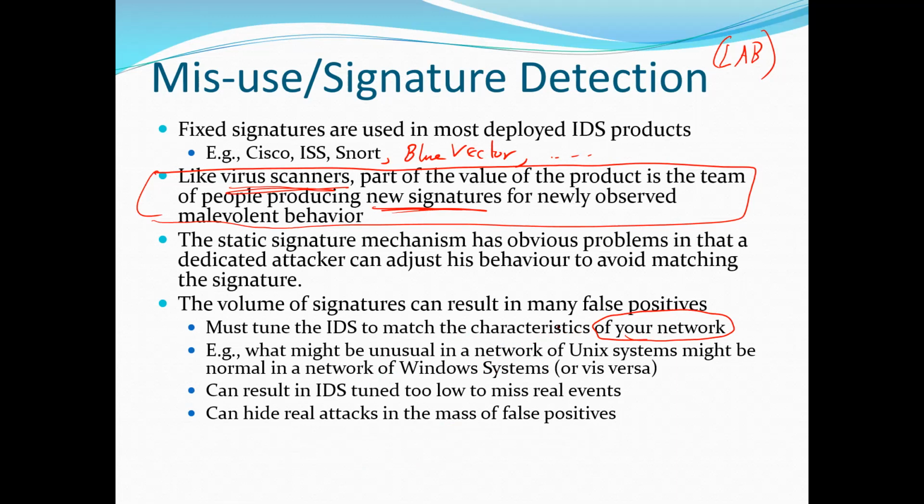So what might be unusual in a network on Unix systems might be normal in a network of Windows systems, or vice versa, right? So there's also what kind of work they do, what kind of tools they use. Do they have people that just use Windows, Linux, Mac, tablets, whatever it is? They have Internet of Things, whatever all the solutions are, if they're all network connected.